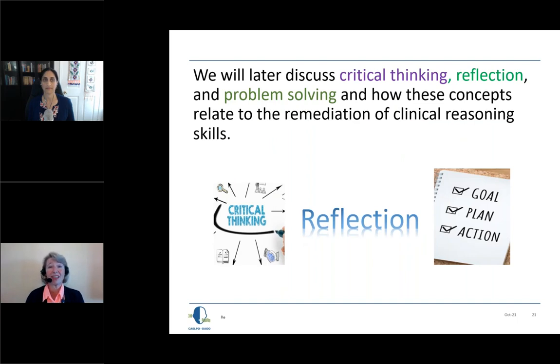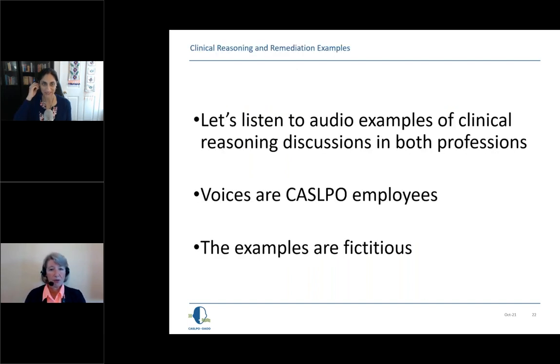We're also going to discuss critical thinking, reflection, and problem solving, and how these concepts are going to be useful for remediating clinical reasoning skills. All right. So, at this point, we have selected 4 different audio examples. We're going to listen to the first one, and Samita's going to get the audio clip prepared for us. And you will recognize the voices.